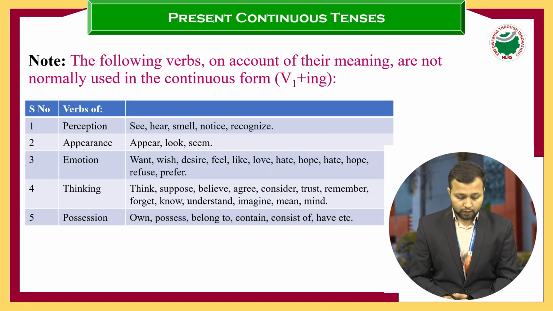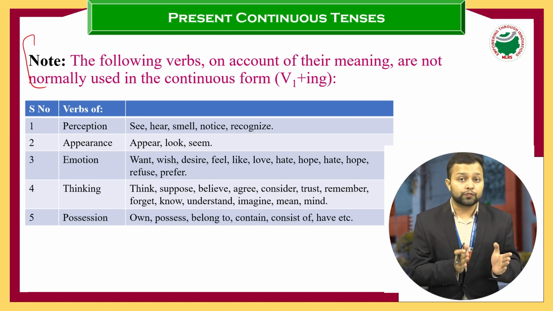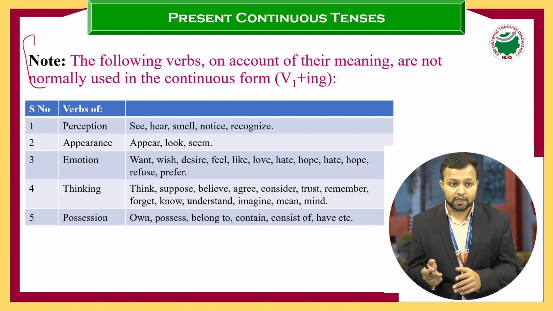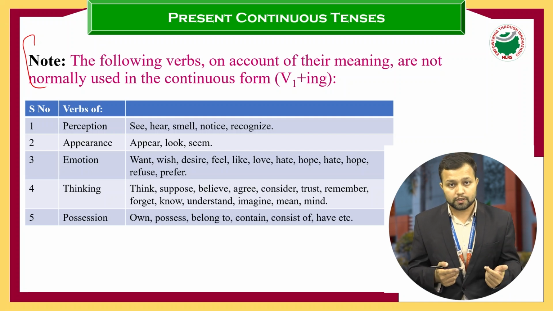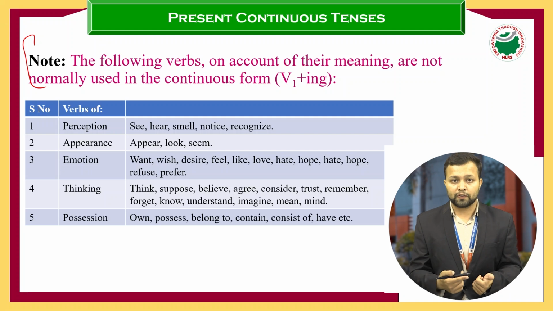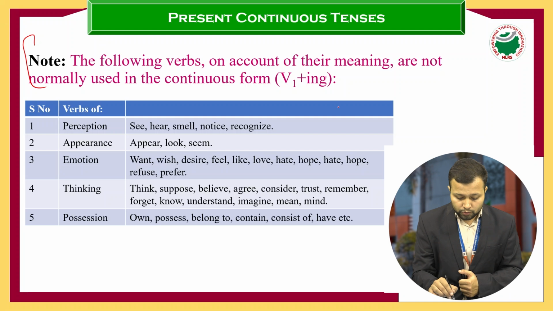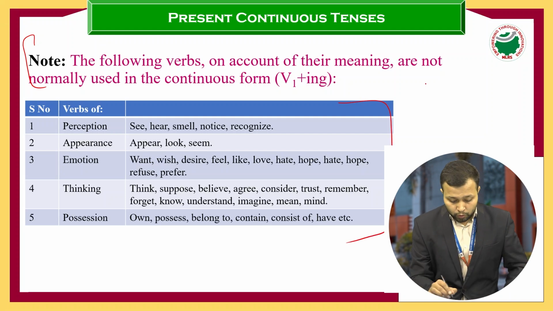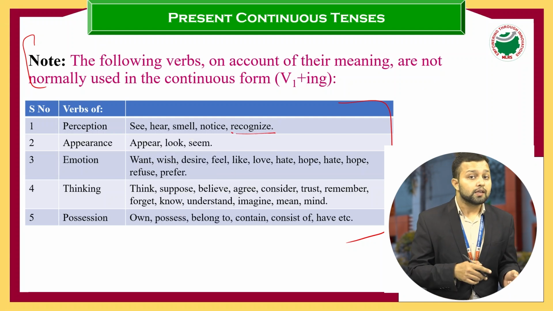So one more note for you all. There are a few verbs which are not used in continuous form. I'm not talking about present continuous tense now, I'm talking about continuous form. That means in all the six continuous tenses: present continuous, past continuous, future continuous, and in the same way present perfect continuous, past perfect continuous, and future perfect continuous. In any of these sentences, we do not use these verbs on account of their meaning. What does it mean? Their normal meaning will not be there if we use them in continuous tense. Their meaning will be changed.